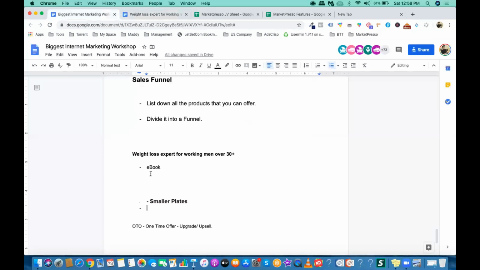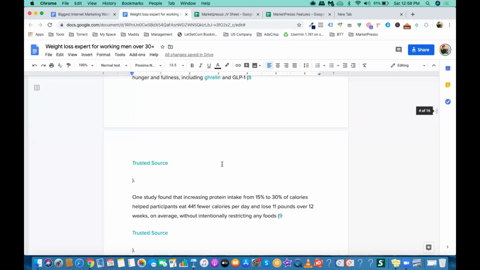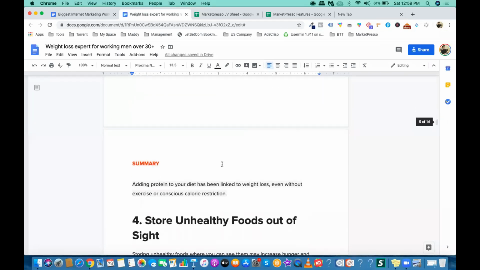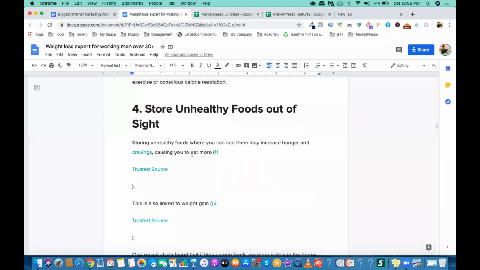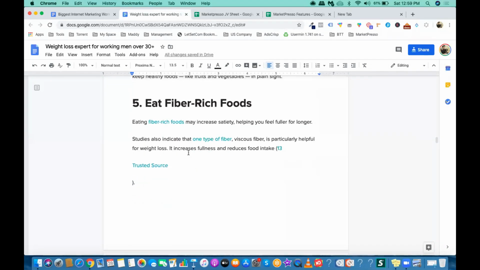So one more thing that we have got is protein supplements. All right, so this is the next thing that we have got, protein supplement. Eat plenty of protein. What next? This is something that is not in our control.